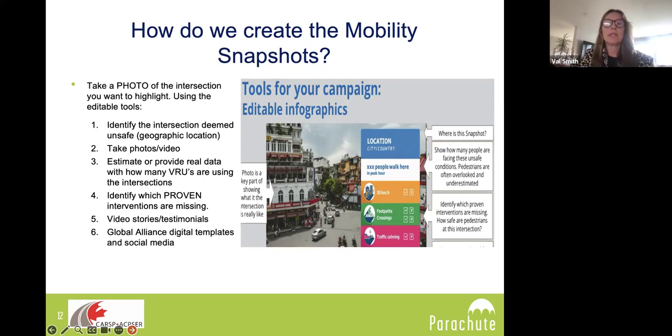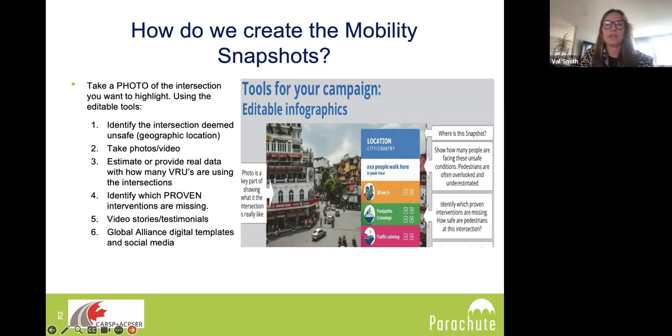So the second step will be to take a series of photos and/or videos. So in this case, the Alliance recommends that we take at least 4 high-resolution photos in good lighting conditions. The photos should include at least 2 portrait pictures and 2 landscape pictures, and we need to take them of the whole intersection. So photos should capture the main features of the intersection, sidewalks, and crossings, and any other particular red flags you've noticed.